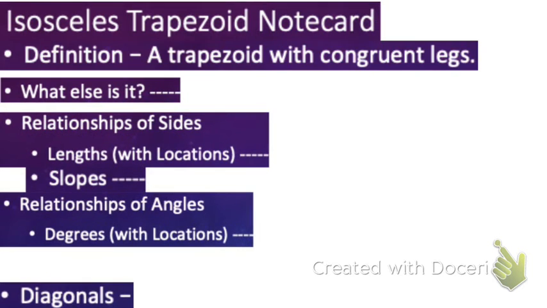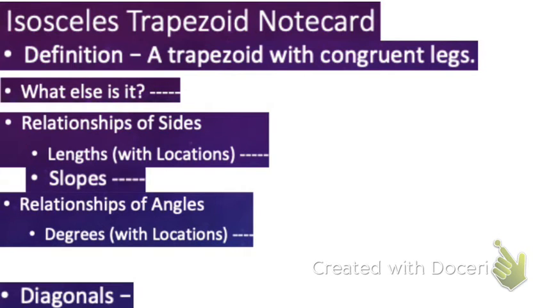Definition: a trapezoid with congruent legs. So are the bases congruent? No. The legs are. If the bases were congruent, it actually wouldn't be a trapezoid. It'd be a parallelogram. Rectangle, but not necessarily. So, trapezoid with congruent legs.